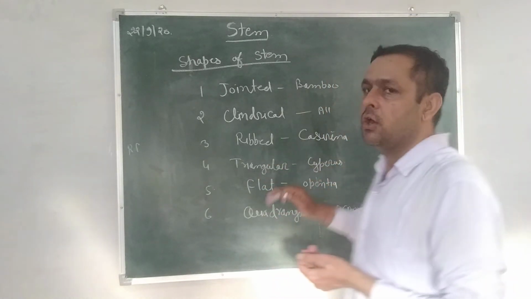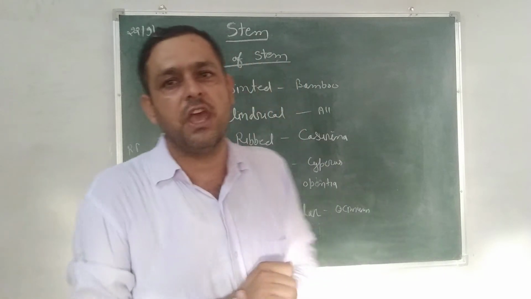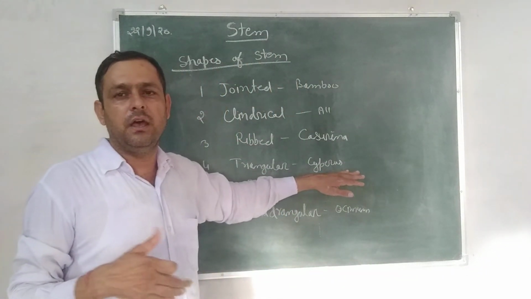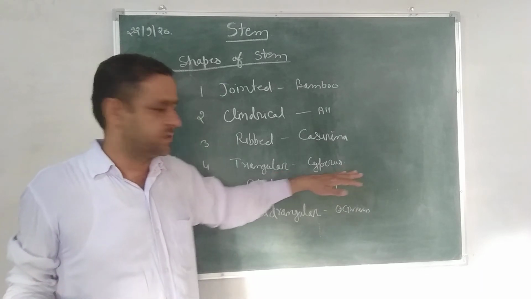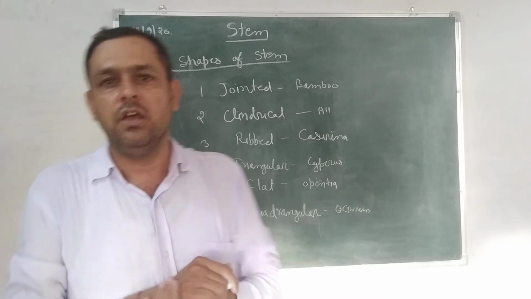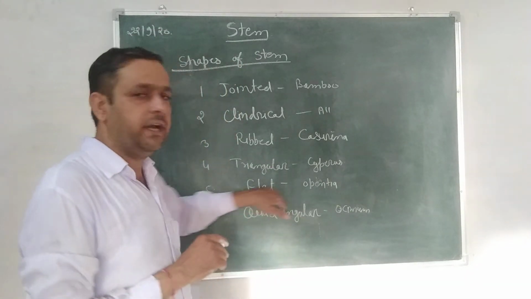Example, Casuarina. When the stem is in the shape of a triangle, then it is called triangular. Example, many grasses and cypress. When the stem is flattened just like a leaf, then it is called flat.